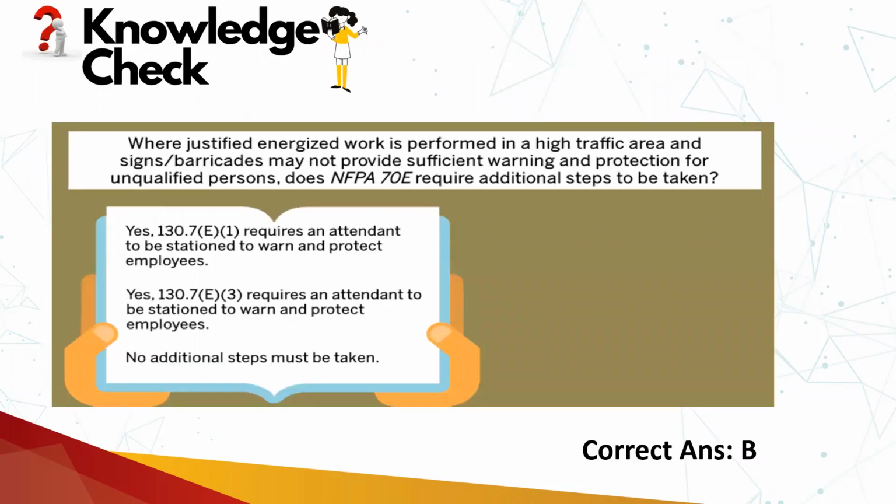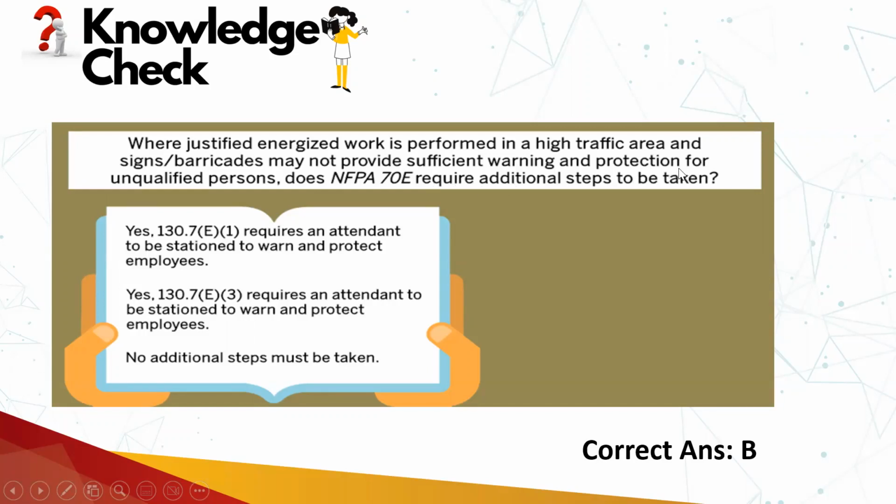Okay, you can find some types of exam questions like this. Where justified energized work is permitted in a high traffic area and signs and barricades may not provide sufficient warning and protection for unqualified persons, does NFPA 70E require additional steps to be taken?